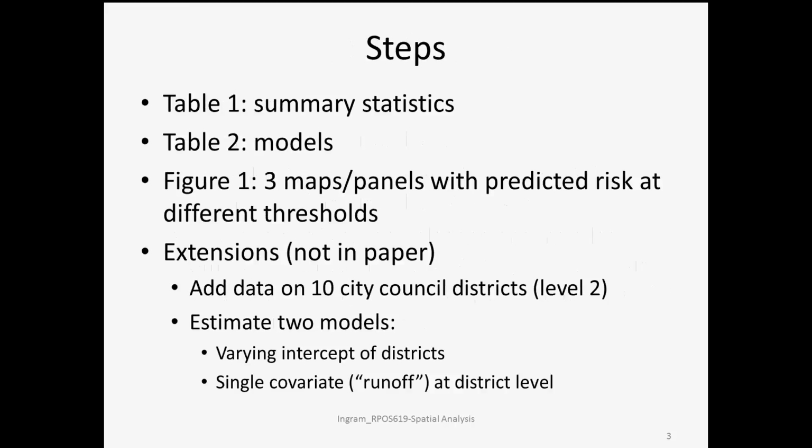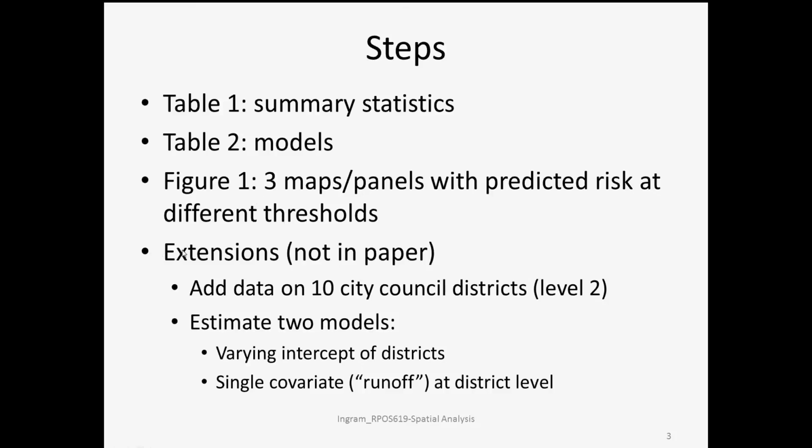So the steps we'll go through from the article, I assume you've read the article and digested it, its theoretical motivation and the substantive research problem. So we're going to generate the summary statistics in Table 1, the model results in Table 2, and then the visualization of the core results in Figure 1. That's the three maps or panels with the predicted risk at different thresholds.